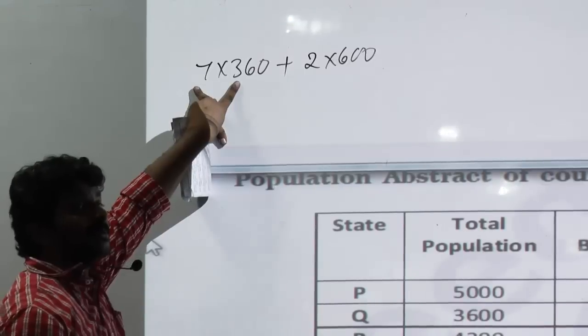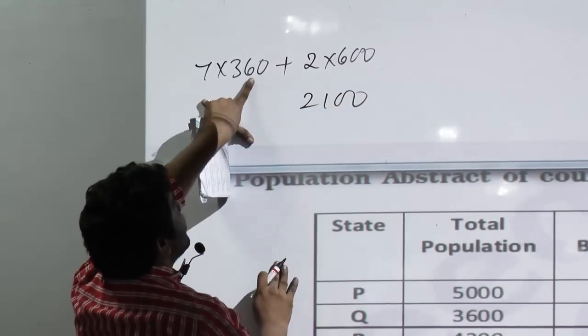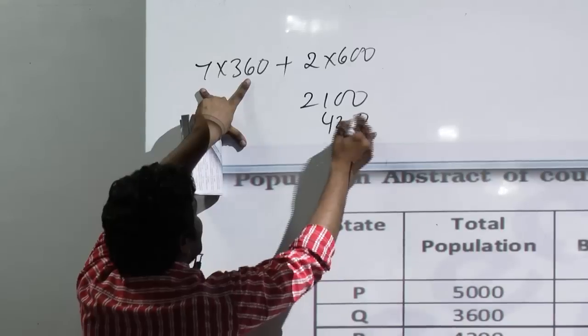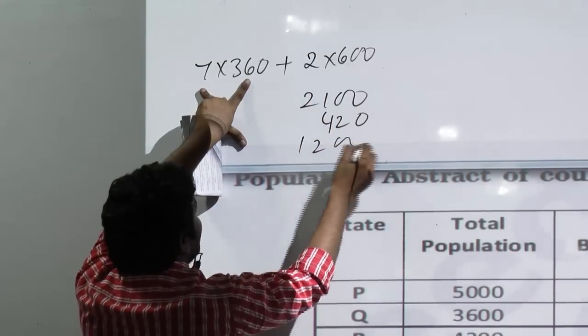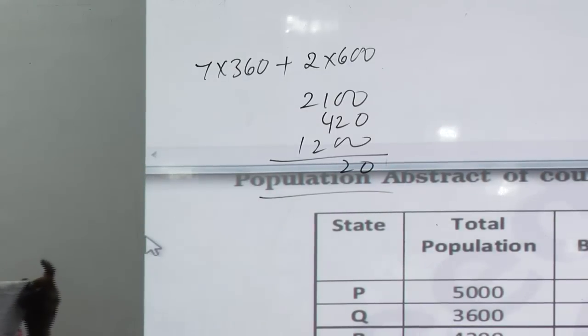300 7 times is 2,100. 600 2 times is 1,200. Your answer should end with 20. How many options are there? Only one. 3720.